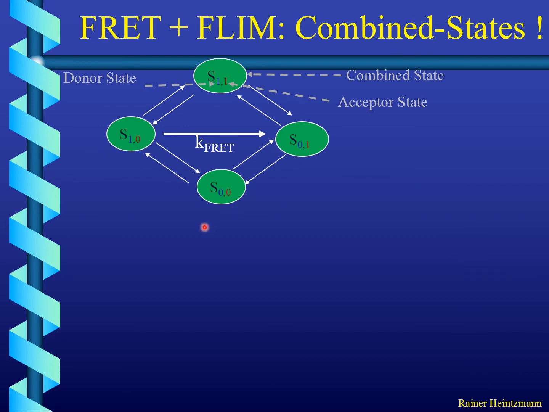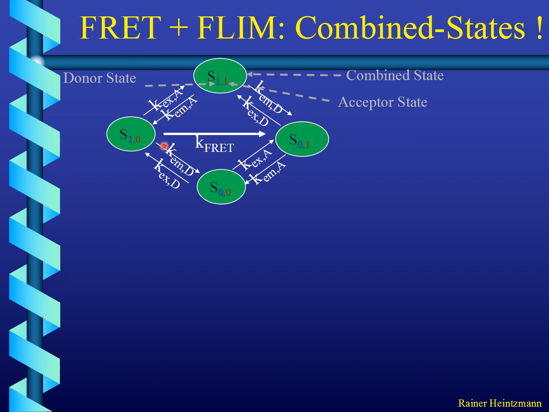So rather than going with these bubbles indicating a state of a molecule, now we have a combined state. That means each of these bubbles indicates what state the donor is in, that's the first index, and what state the acceptor is in, that's the second index. So this would be the S00 state, which means the donor is in the ground state, the acceptor also in the ground state. So what can we do now? Well, for example, we can do K excitation donor to push the donor into the excited state, whereas the acceptor still is in the ground state.